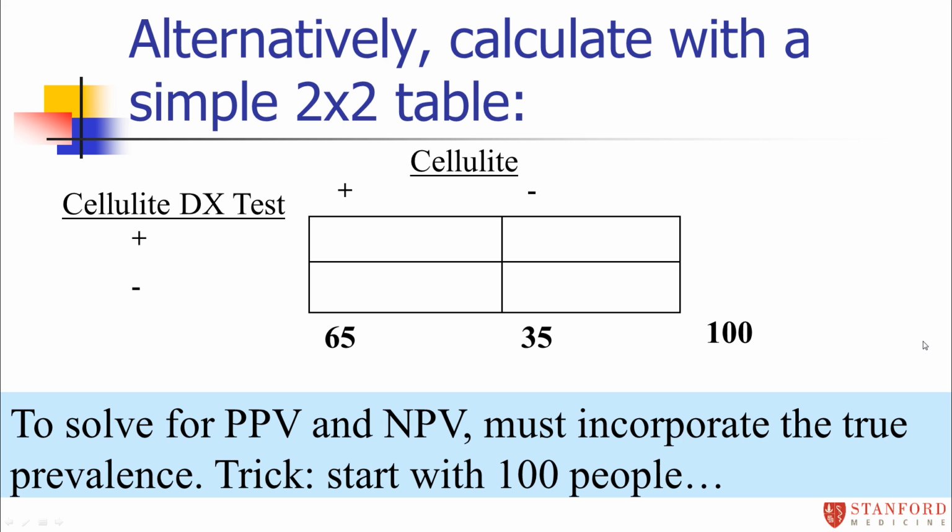So for example, rather than talking about 65% and 35%, I can say if I had 100 women in the general population, 65 of them would have cellulite and 35 would not have cellulite, right? So I can set it out this way and make it super easy to do these calculations. Then you can apply the sensitivity and specificity to figure out how many of them are going to test positive and test negative.